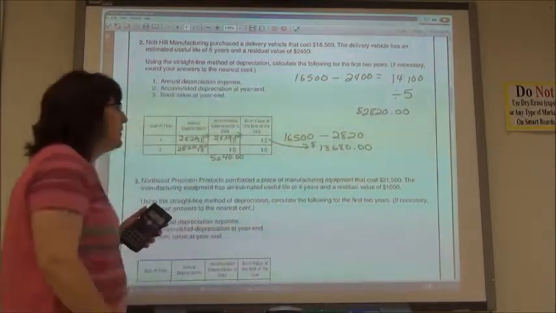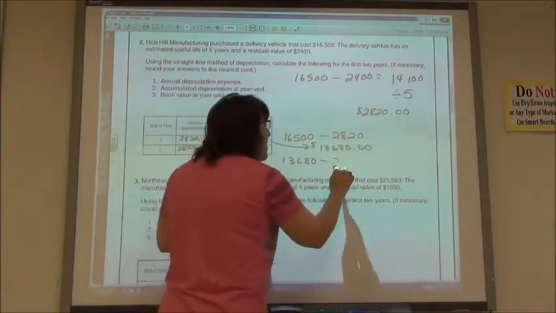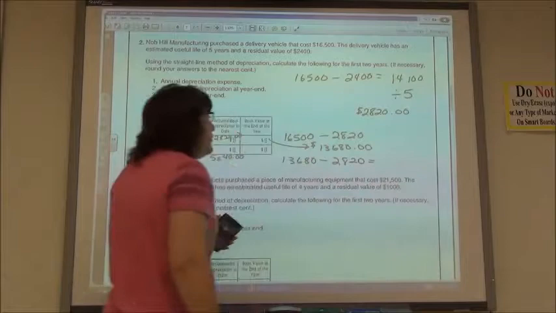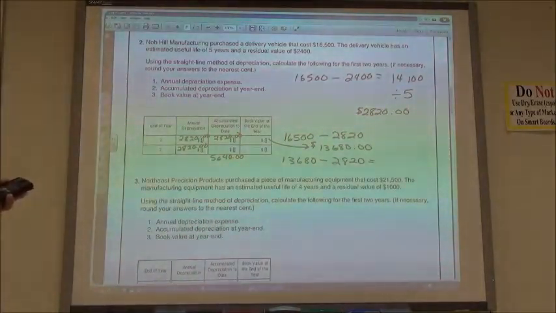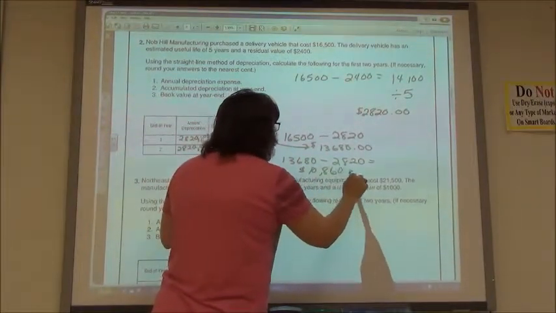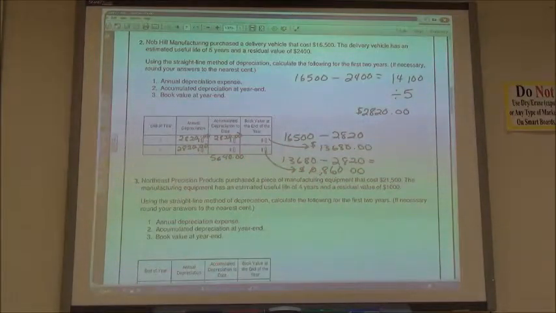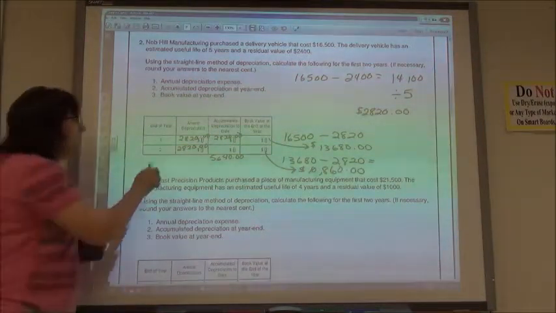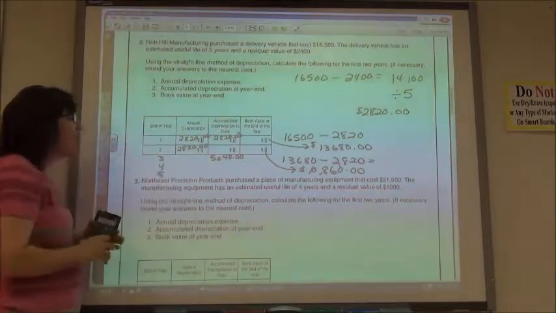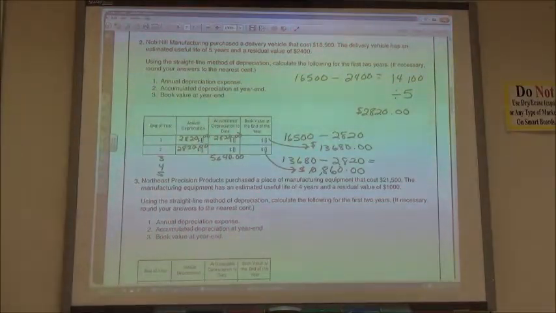End of year 1. Year 2 starts at $13,680. We're going to take off the annual depreciation of $2,820. So at the end of year 2, we're now at $10,860. And again, you could keep going with your table, do year 3, year 4, and year 5, and by the end of year 5, you should be at your residual value of $2,400.